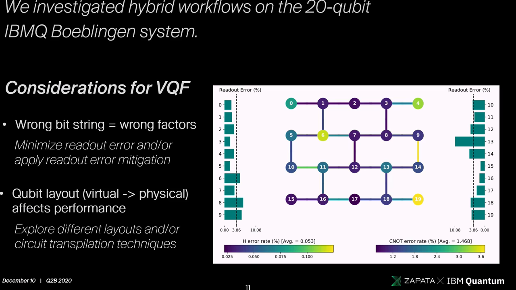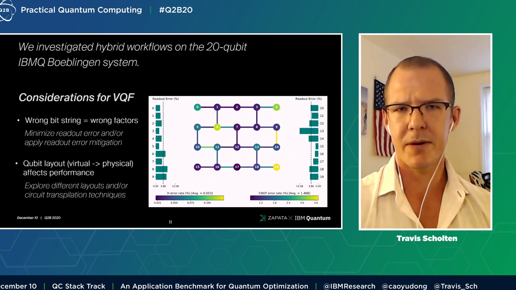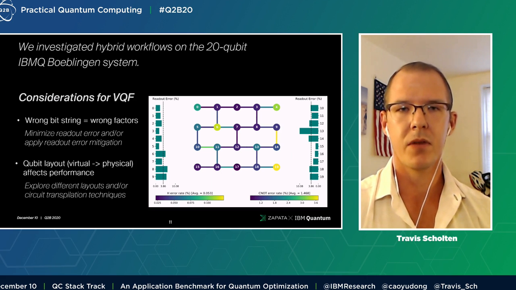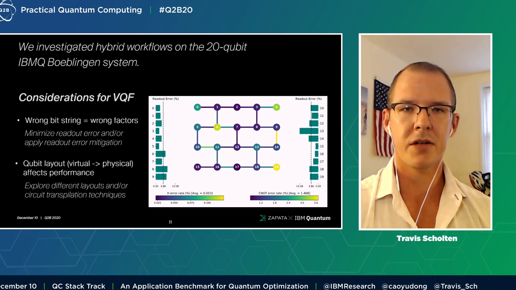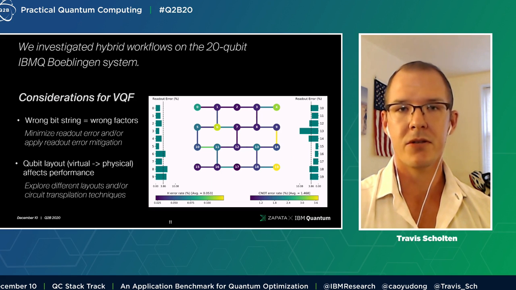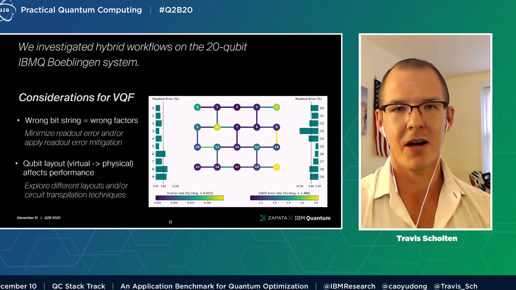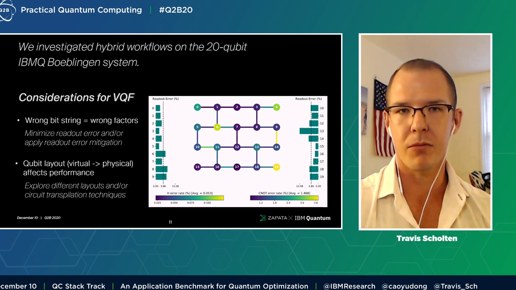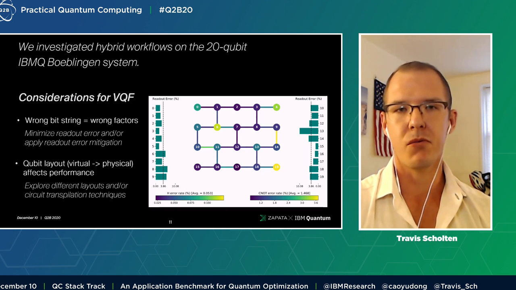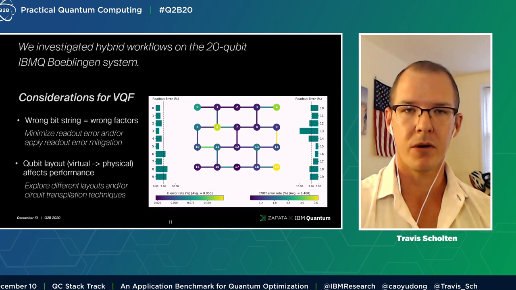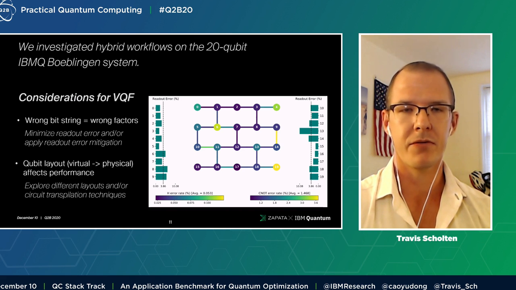Now, when we think about running VQF on the Birdligan system, there are a couple of special things that it's worth keeping in mind. As Yudong said, in the context of VQF, the output is a bit string that encodes a possible prime factor for an integer. Well, if we read out the wrong bit string, we might actually get the wrong prime factors. And so minimizing readout error rates is very important for accurate results for VQF.